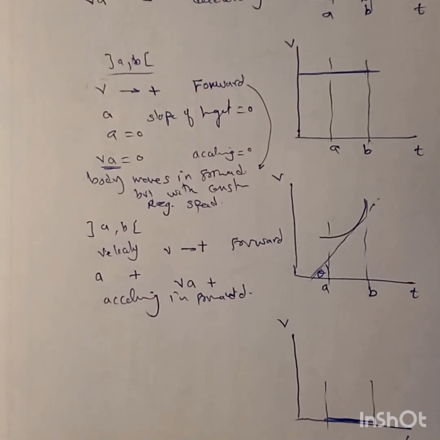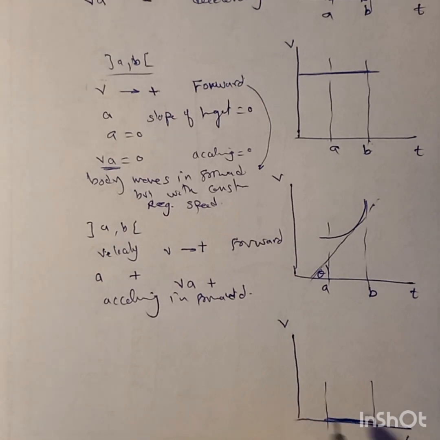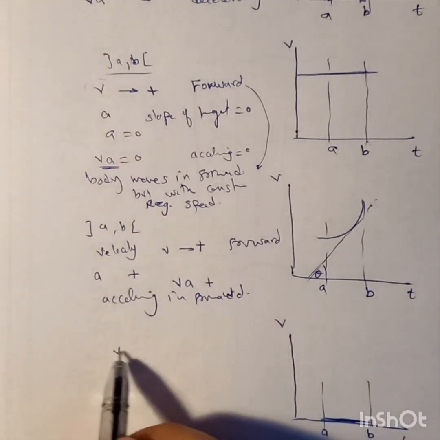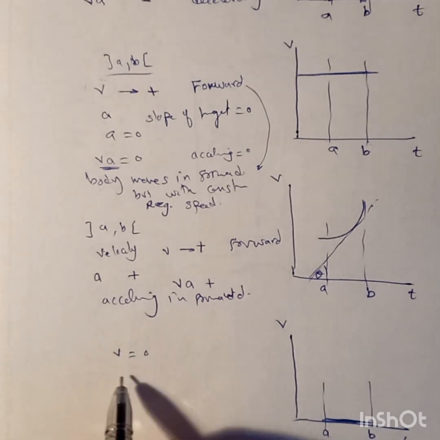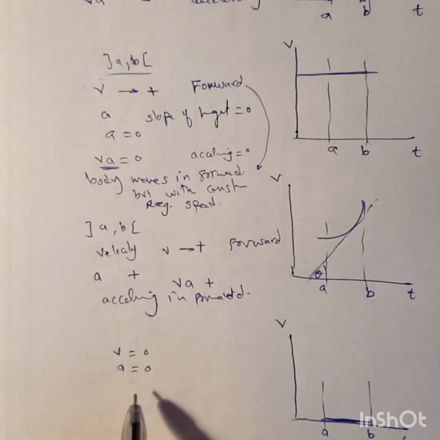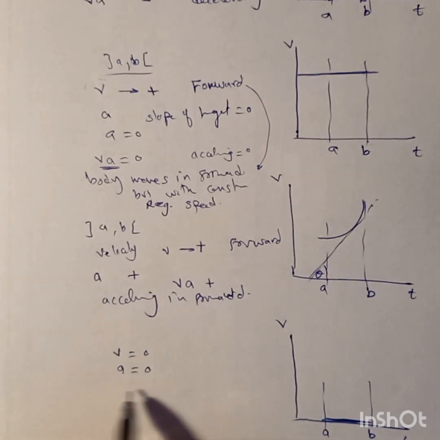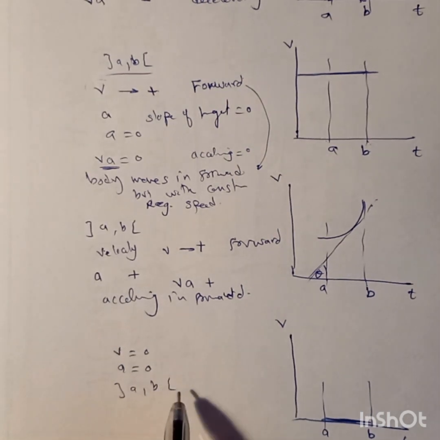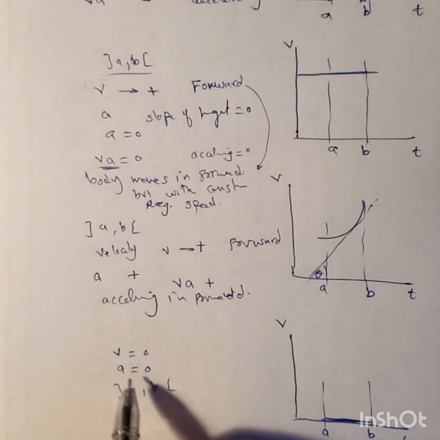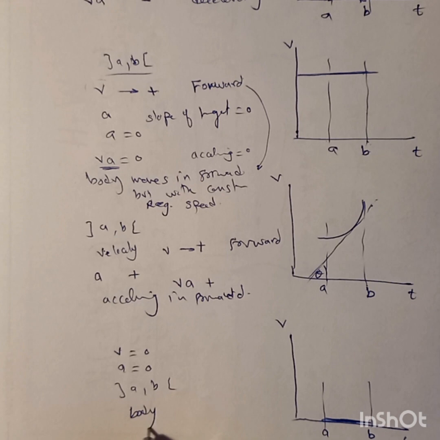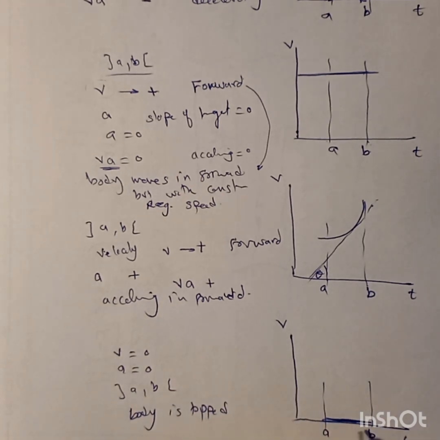For the last curve, during time interval a and b, velocity v equals 0, and consequently a equals 0 as well, as a is the first derivative of v. Then during time interval a and b there is no motion, the velocity is 0 for this body, so the body is stopped during time interval a and b.